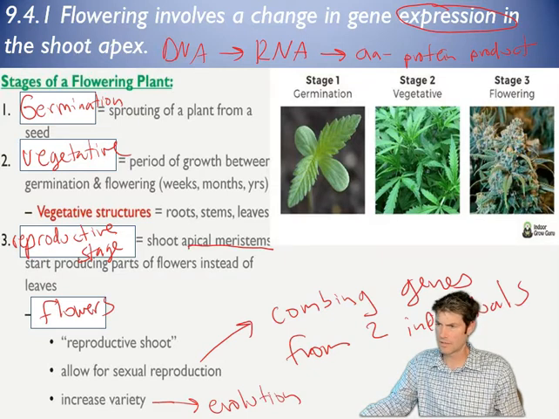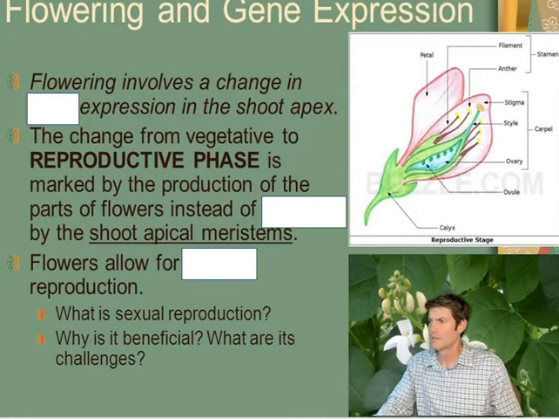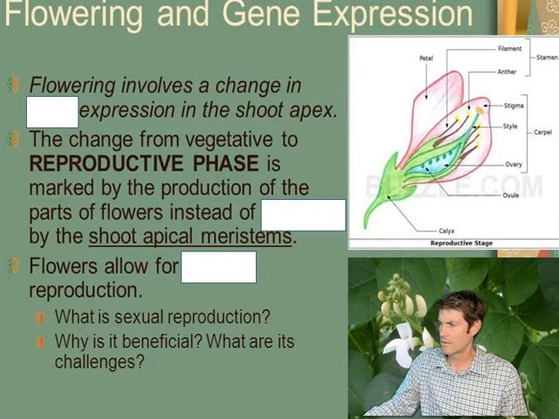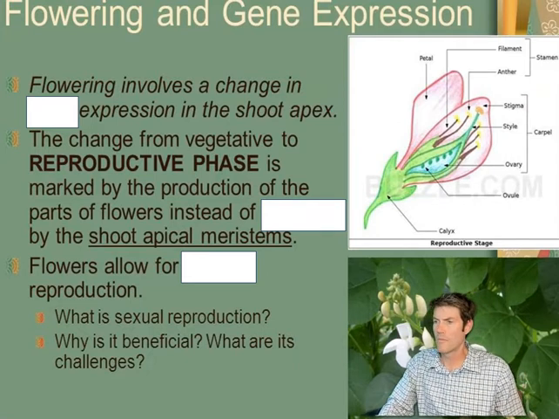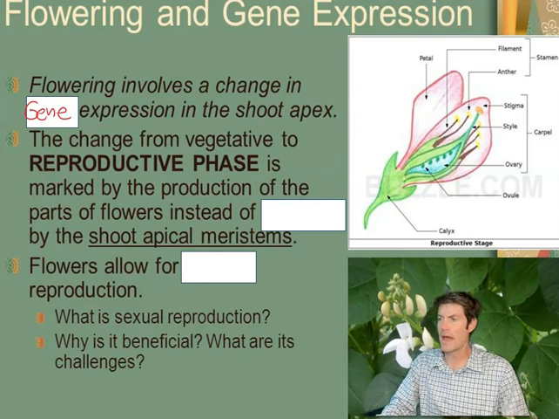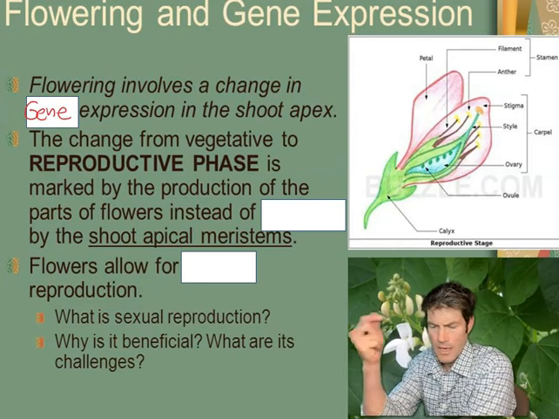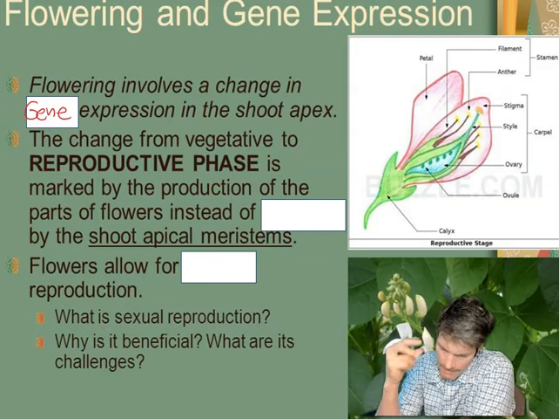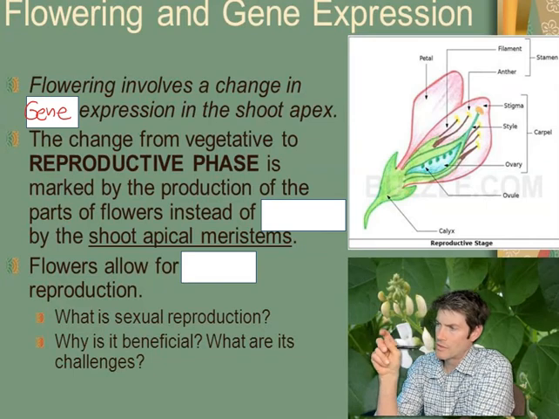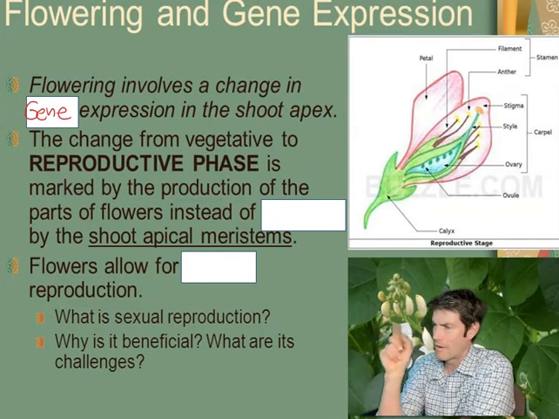The next couple things before we wrap that up. Like I mentioned before, when you have the flowers, you're changing your patterns of gene expression. A gene that wasn't working before, you're going to start turning it on. And that's going to produce those different parts: the flower, the petal, the filament, the anther, the style, the ovary.